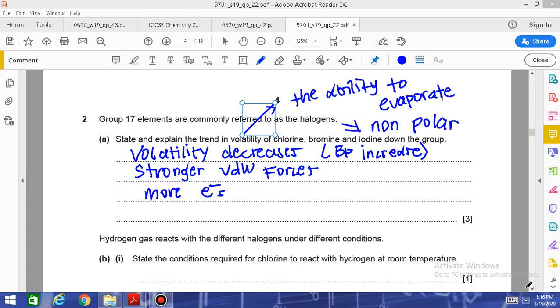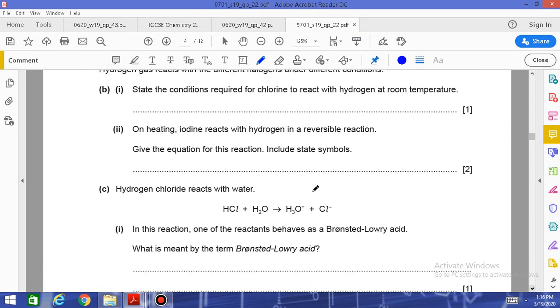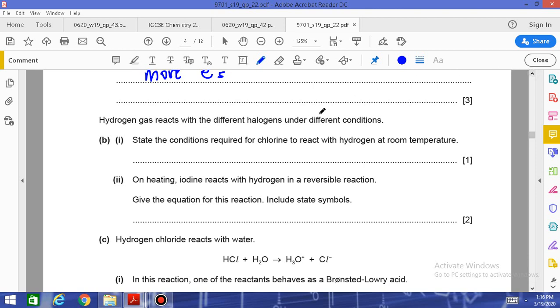Okay, next. State the conditions required for chlorine to react with hydrogen at room temperature. Okay, so it's similar to the reaction between alkene and halogen. The condition required is UV light. UV light is used to break down the bond in halogen. So actually it's like a catalyst.